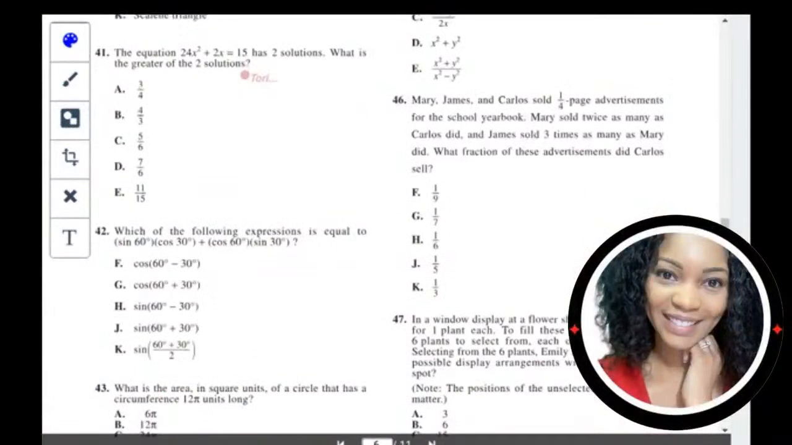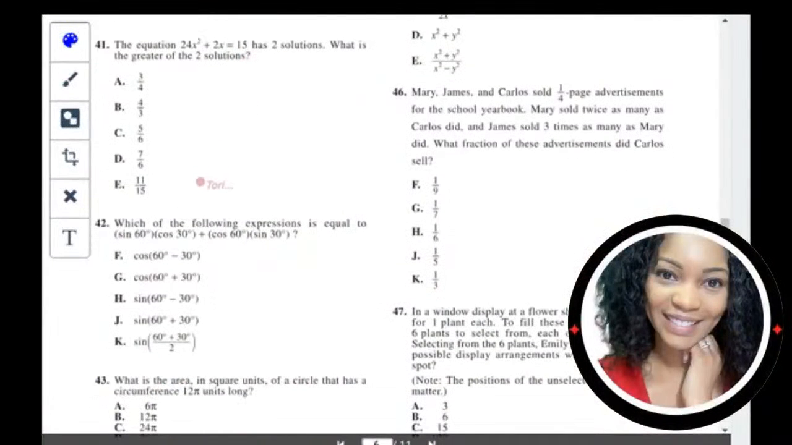Starting with number 41 first today. The equation 24x squared plus 2x equals 15 has two solutions. What is the greater of the two solutions? And so there is an answer here, or there might be two that fit this equation, but we're looking for the one that is the greatest.